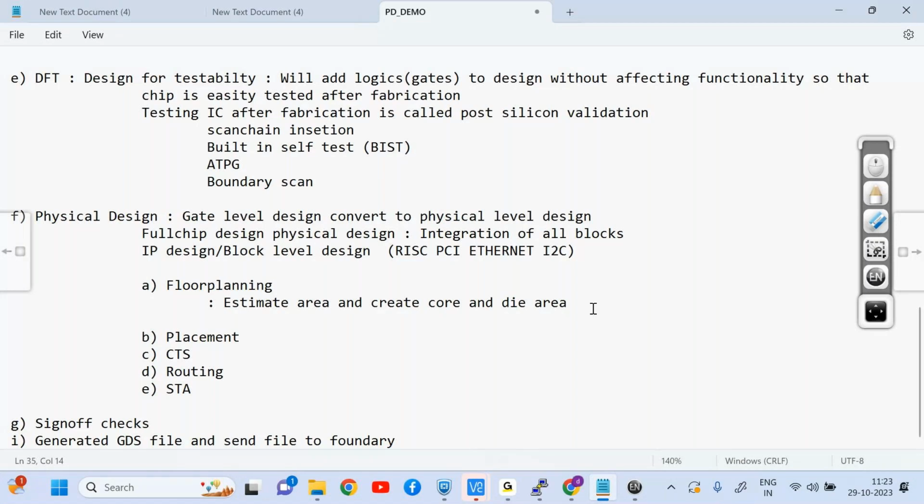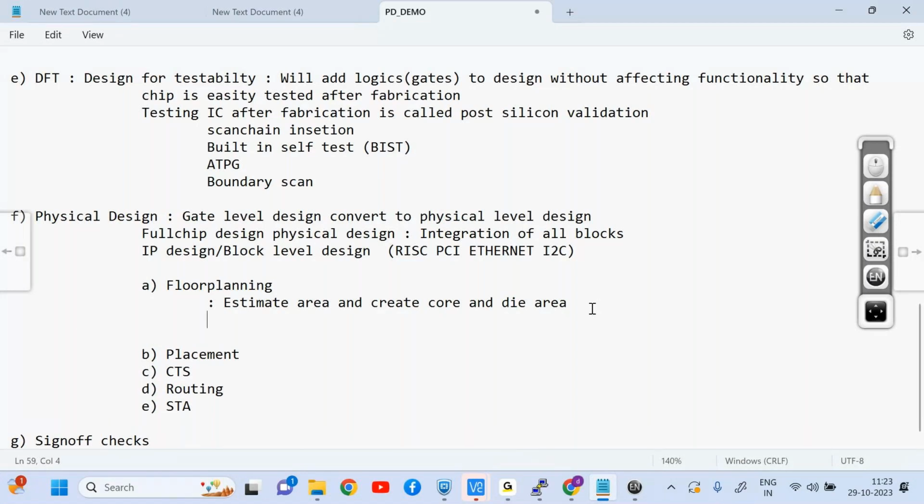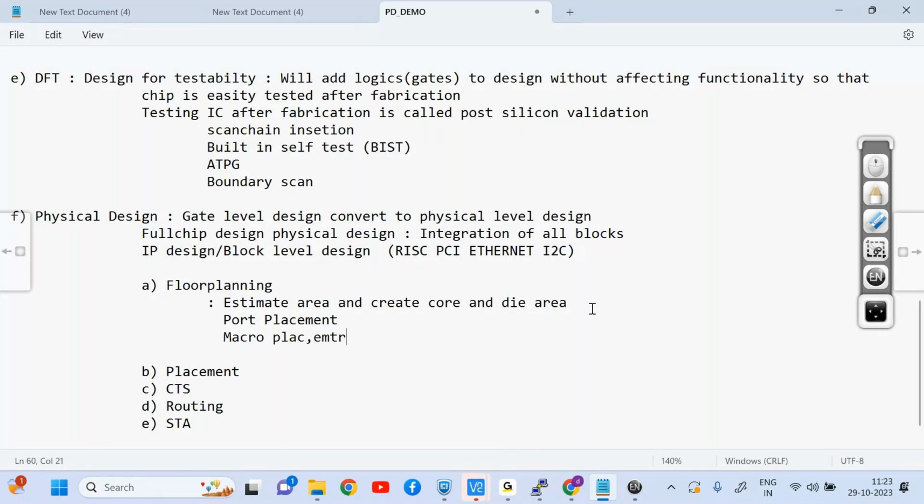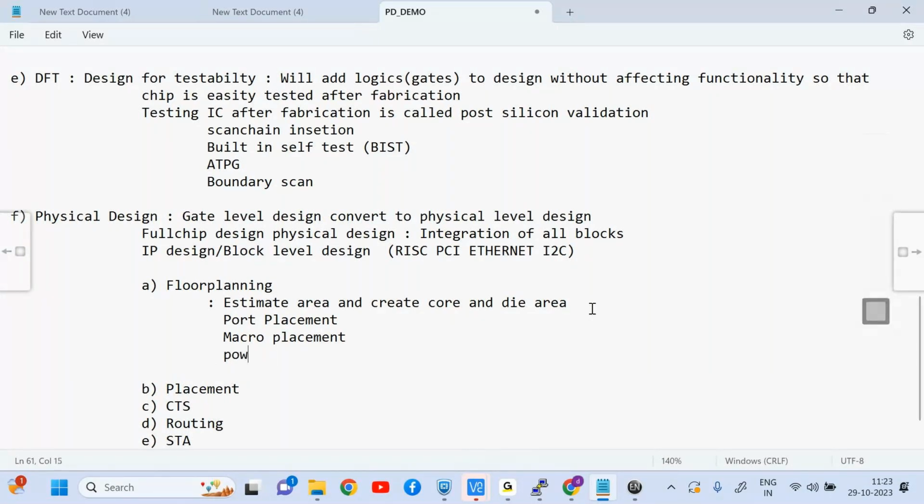So after this step, the next step is port placement. After that we have macro placement. Next we have power planning. These are the major steps in floor planning.